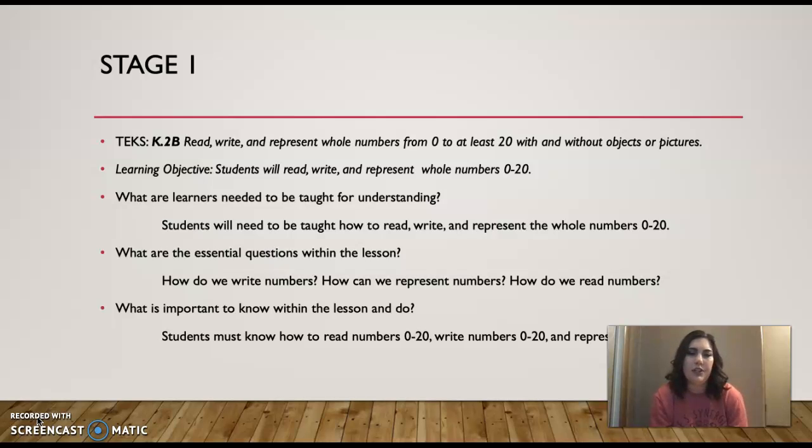What are the essential questions within the lesson? So how do we write numbers, how can we represent numbers, and how do we read numbers? What is important to know within the lesson and do? Students must know how to read numbers 0 through 20, write numbers 0 through 20, and represent numbers 0 through 20.